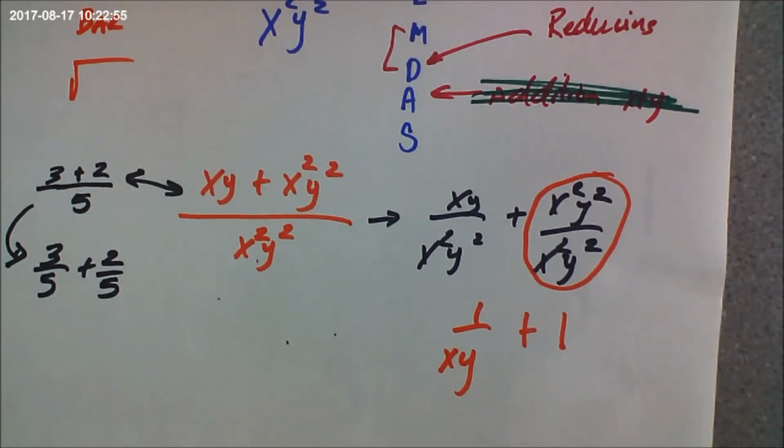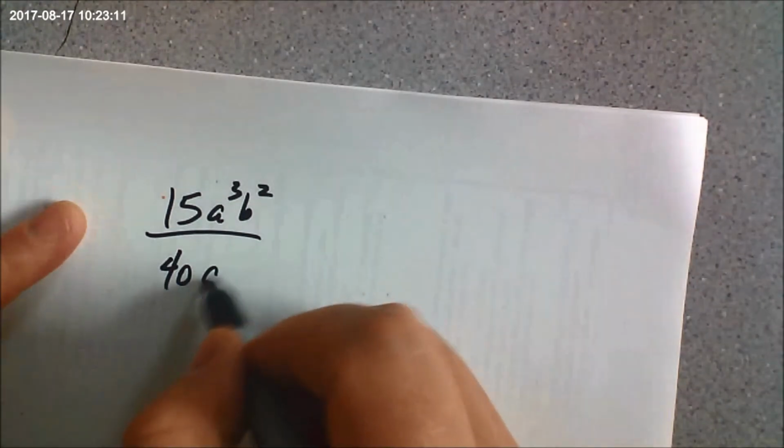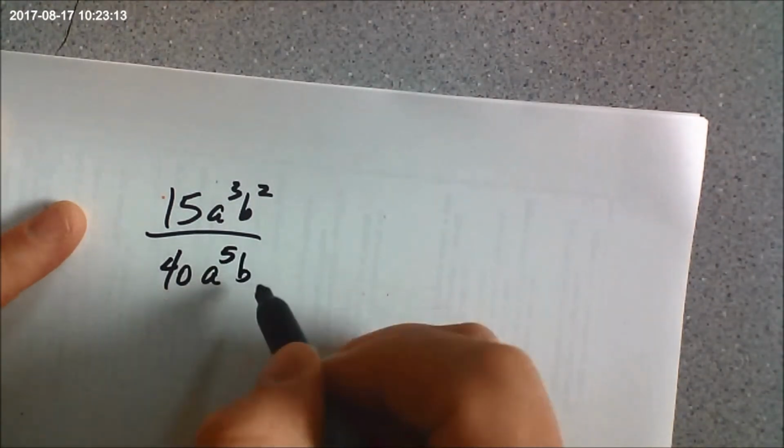Hey, will you tell me the other homework question we had? It was, you have to reduce 15a to the power of 3 b squared over a to the 40 times a to the power of 5 b. Just like that? Yes. Okay.